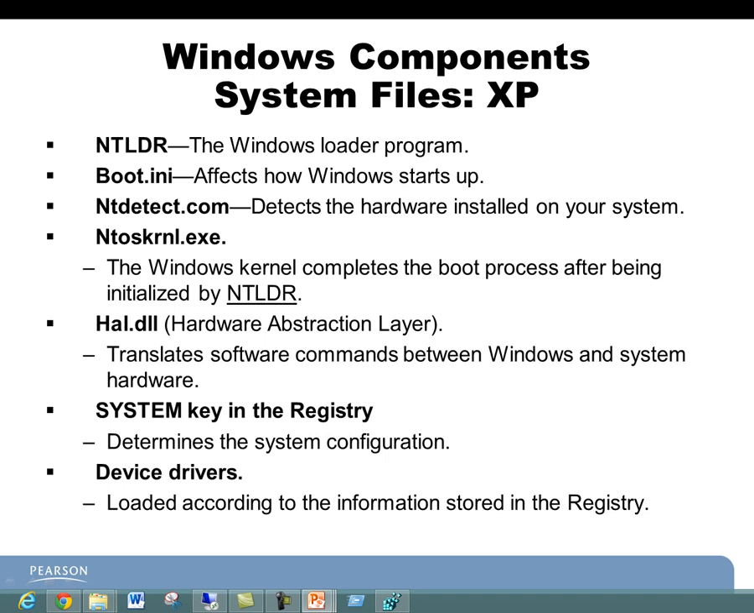HAL is the hardware abstraction layer, and it translates Windows to the hardware. That's what allows Windows to run on every different computer, because the HAL layer falls down below Windows, and HAL reads everything and sends the right commands to the hardware. Then the system key and the registry will have the system config, and then finally device drivers, and they're loaded according to what's stored in the registry.